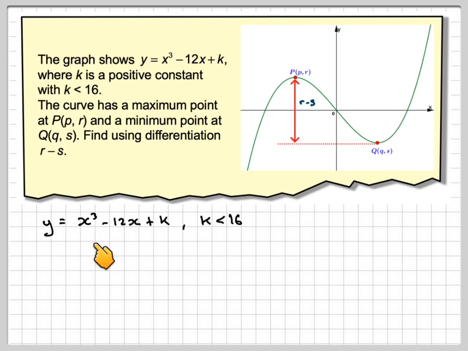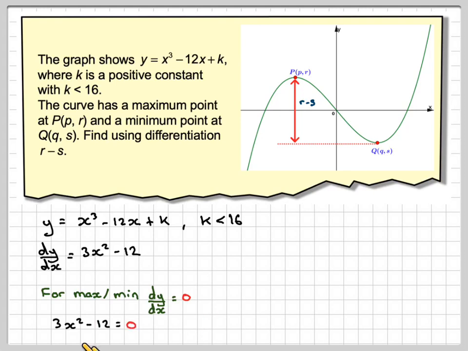So we've got y is equal to x cubed minus 12x plus k. Differentiating, we're going to get 3x squared minus 12. When you differentiate a constant, a number, you get nothing. So it becomes 3x squared minus 12. Now, to find maximum and minimum points, you need to put dy by dx equal to 0, which means that 3x squared minus 12 will be equal to 0.